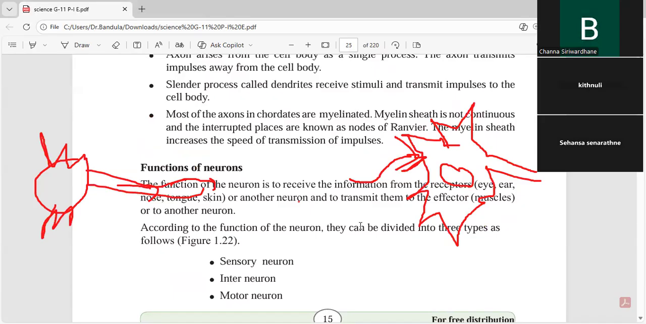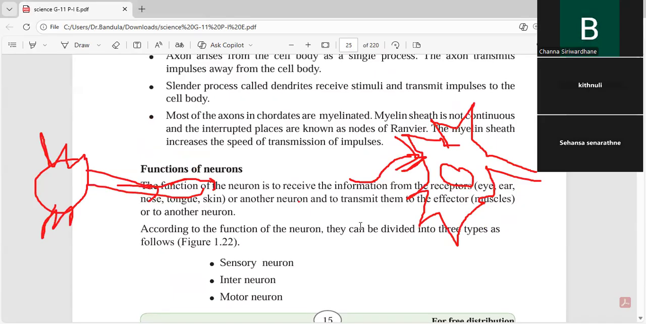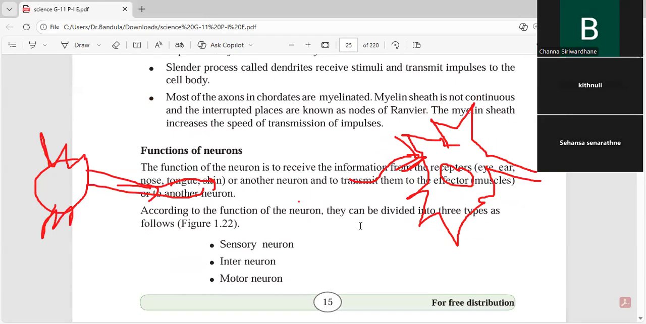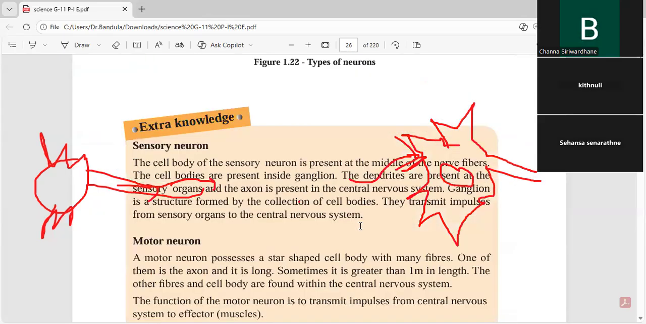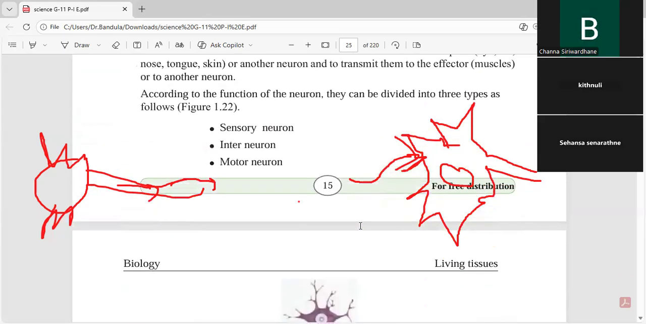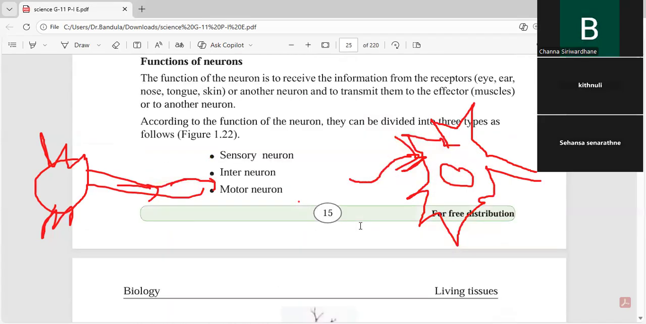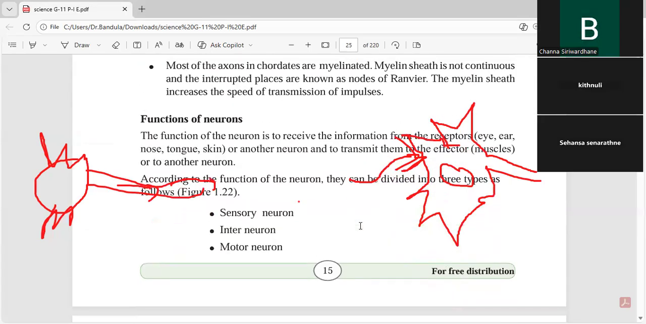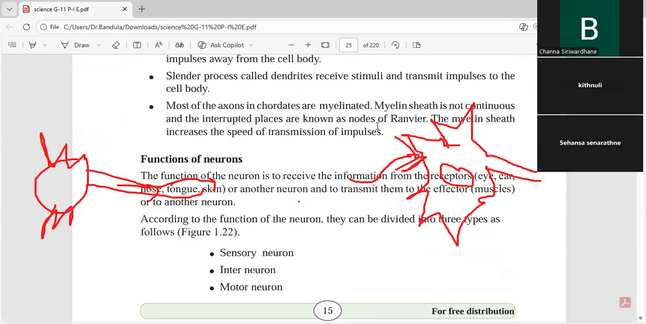Right. Then, according to the function of the neuron, there are three. No need to learn much more detail about these three. You will learn it next year in grade 12 under biology.